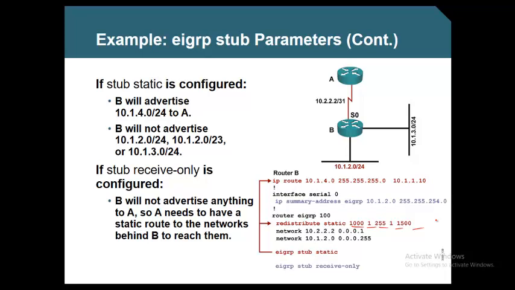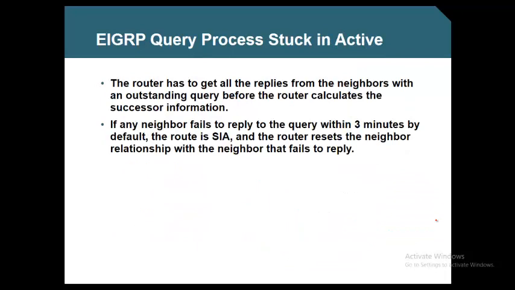Stuck in process is 3 minutes. We call it what? SIA, stuck in active. In 3 minutes, if queries are not answered, then the neighbors are going to be discarded. Neighbor relationship will fail, and it will start resetting all the neighbors. It needs to establish the neighbor once again.